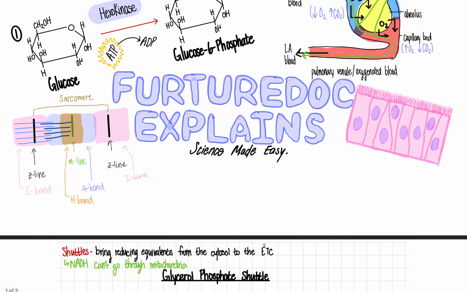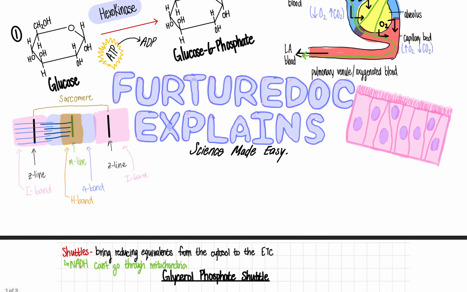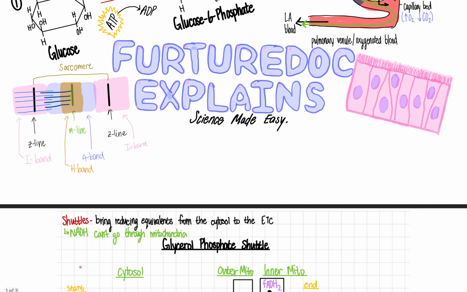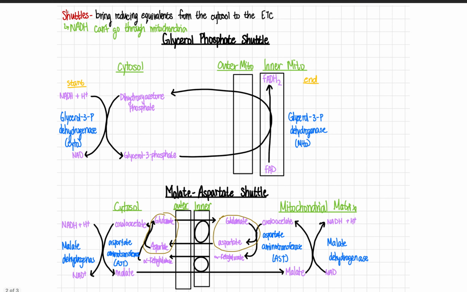So, in today's video, we're actually going to talk about shuttles, and we're going to talk about two types of shuttles specifically. We're going to talk about the Glycerol Phosphate Shuttle, and we're also going to talk about the Malate Aspartate Shuttle. So, what are shuttles? I'll just scroll down so you guys can see the entire photo for today. So shuttles are responsible for bringing reducing equivalents from the cytosol to the electron transport chain.